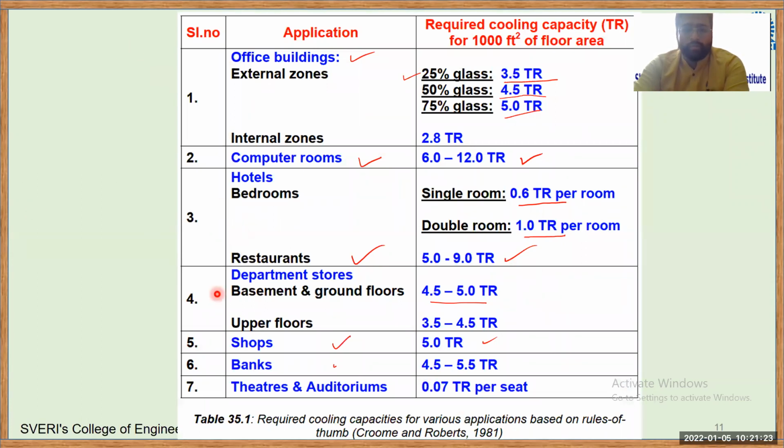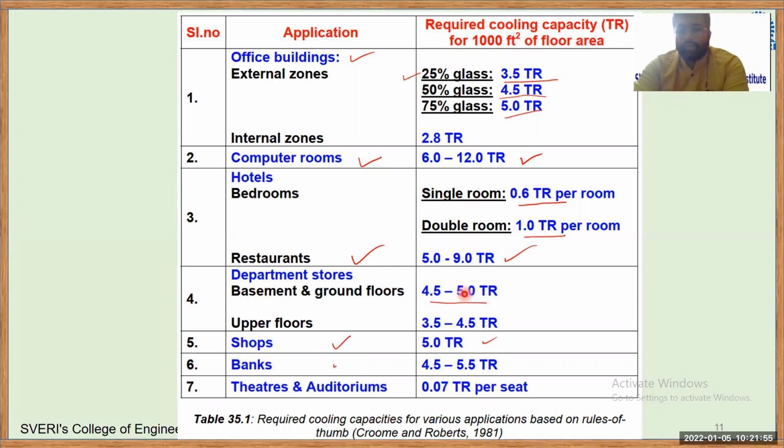So these were it. Suppose, for example, if you take a shop with 1000 square feet of floor area, in that case, you may require 5 tons of refrigeration or air conditioning. Okay. If you take the example of theaters, in theaters, 0.07 tons per seat. In that case, per 1000 square feet, that will be the air conditioning requirement. Okay. But we cannot actually go with this. Actually, these values are always higher than the actual values.